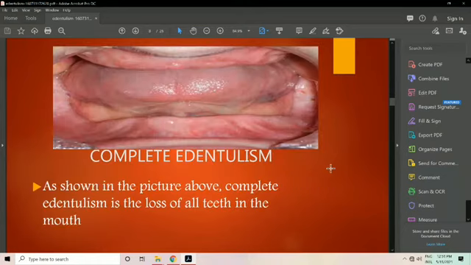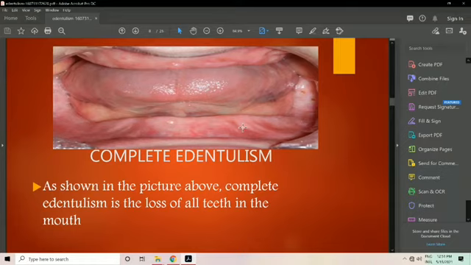This is an example of a patient where we can see complete teeth loss. Both the maxillary arch and the mandibular arch have missing teeth. We can see that there is no root piece, no pathology, and all the teeth are missing. So in this type of patient we can give a complete denture.